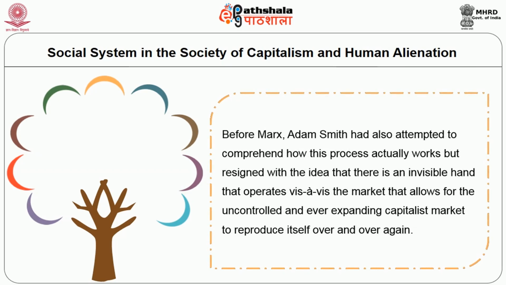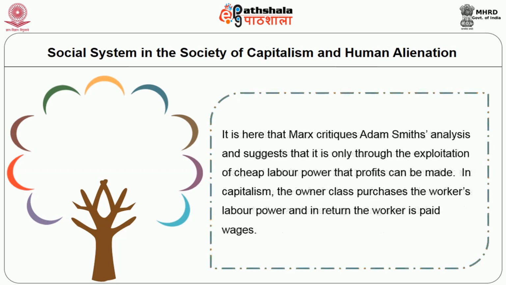Before Marx, Adam Smith had also attempted to comprehend how this process actually works, but resigned with the idea that there is an invisible hand that operates vis-a-vis the market that allows for the uncontrolled and ever expanding capitalist market to reproduce itself over and over again. It is here that Marx critiques Adam Smith's analysis and suggests that it is only through the exploitation of cheap labor power that profits can be made.